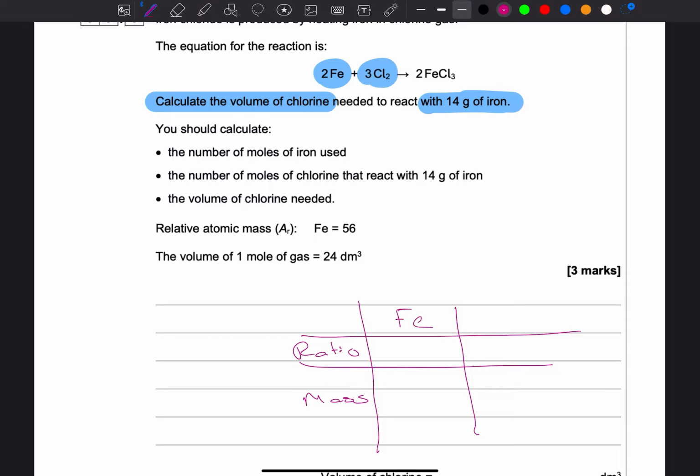Iron is Fe, the ratio number is 2. Chlorine is Cl2, its ratio number is 3. Relative formula mass of what only you need, remember, Fe you need. Do I need the Cl2? Remember, because it's a volume question, you don't need the second one.